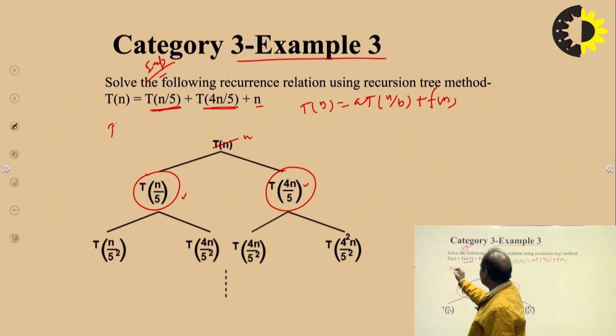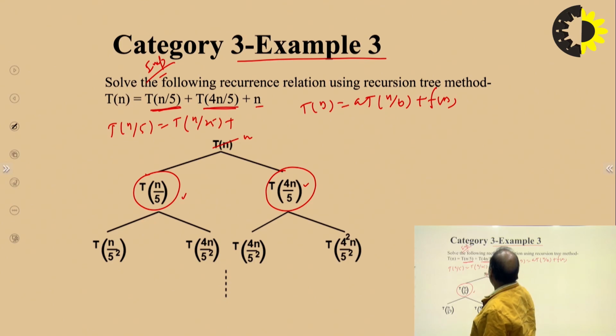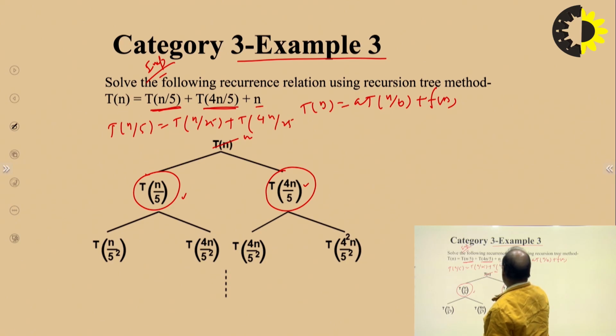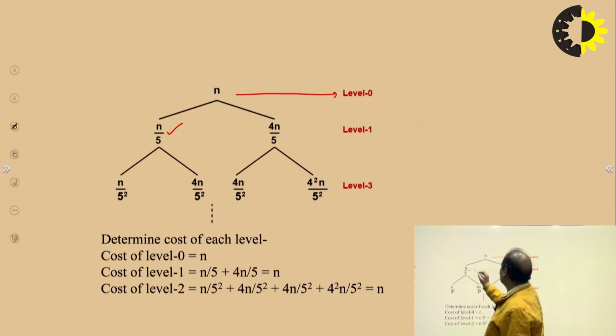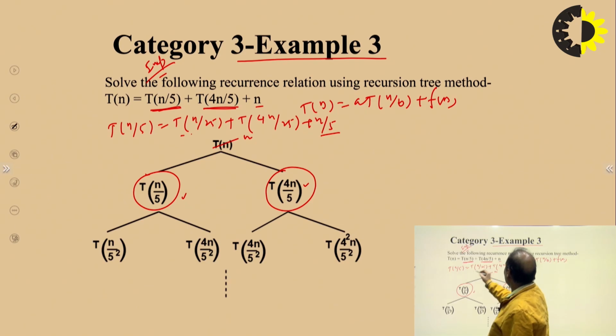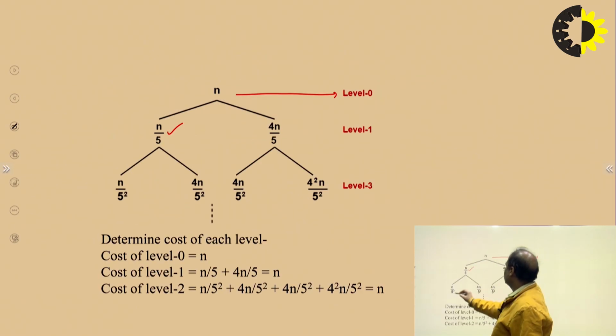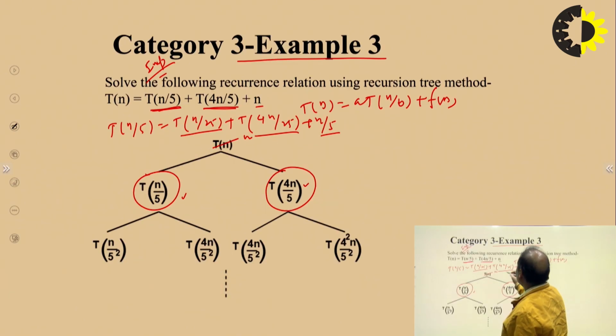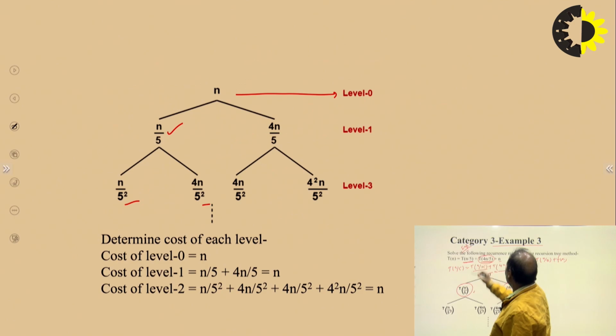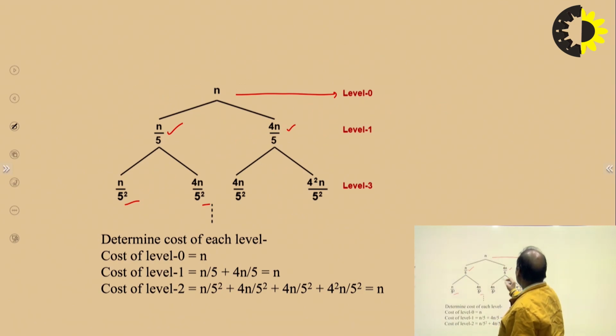If you just start expanding, T(n/5) is n/25 plus T(n/5). So 4n/25 plus n/5. So this is going to become n/5. And then this is the left child and this is the right child. Similarly, if you start expanding T(4n/5), this is the situation.